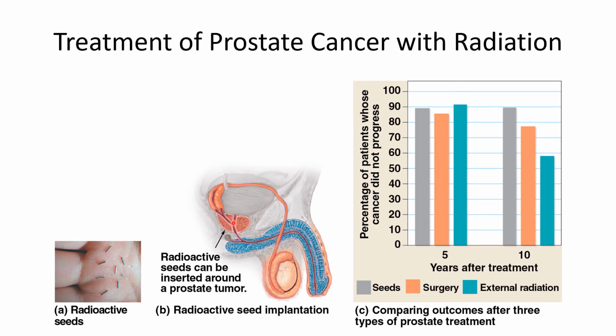Okay, so the prostate is one of the organs that tends to get cancer in older men, and if you implant these little radioactive seeds inside of the prostate, it will send off that radiation and start to kill the cancer cells. If you look at the data right here, it's showing that the seeds, surgery, and radiation are all fairly similar in the first 5 years. But in the long run, these seeds that have the radiation are very effective at treating prostate cancer.